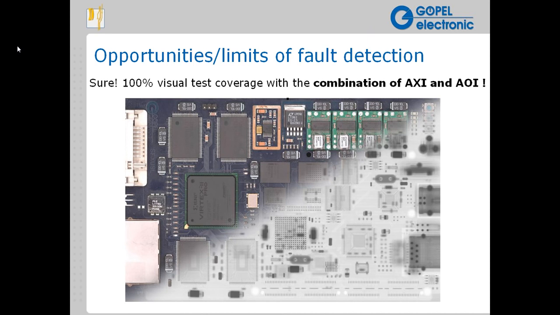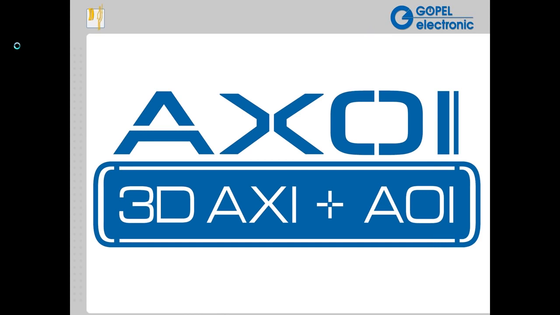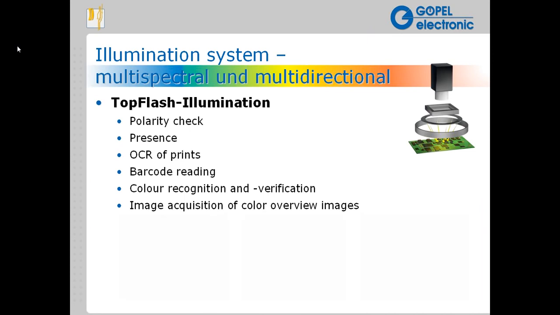We have top flash illumination that helps with polarity check, presence, OCR, printing, barcode reading, color recognition and verification, as well as image acquisition of color overview images. As you can see here, the color capability is very clear. The ability to see markings is very clear and optical. There are challenging areas where contrast becomes very important in optical inspection.